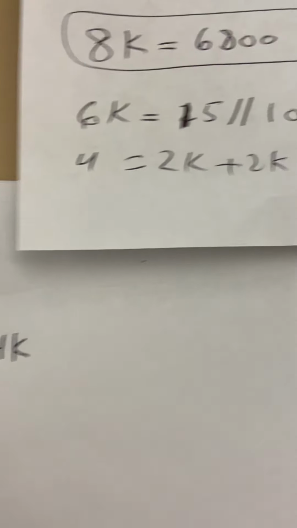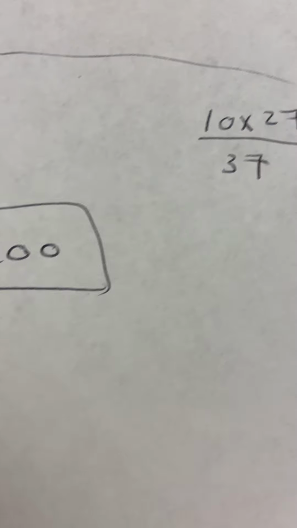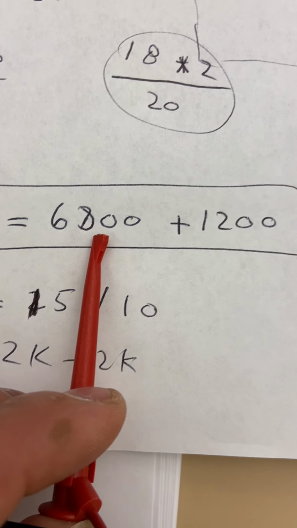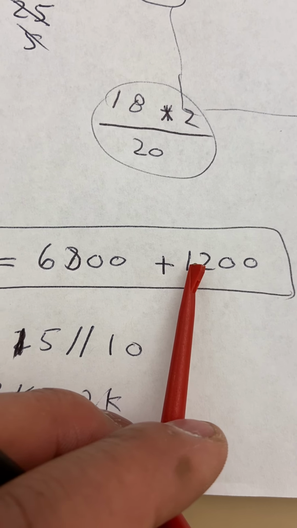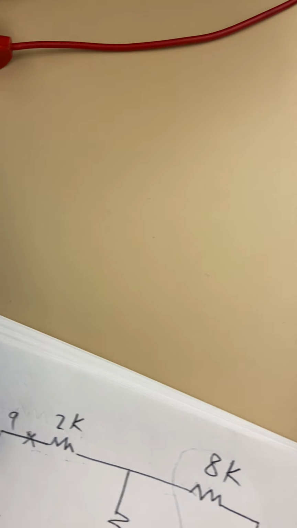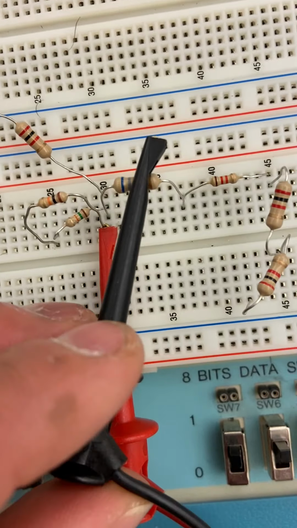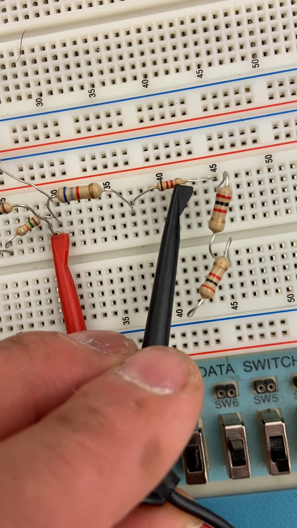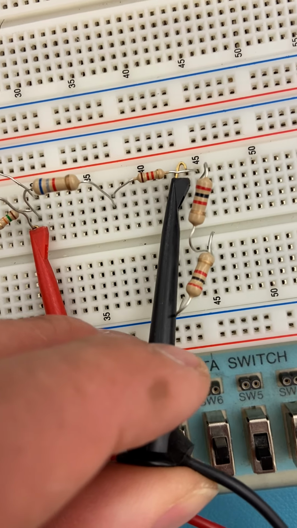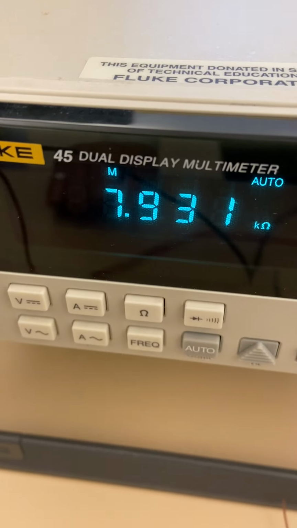Similarly, for another value, the 8K, I use two resistors. Here is 6,800 with 1.2K in series. So here is the 8K. If I make a connection between this 1.2K and this 6.8K and measure this value here, I should get a value close to 8K.